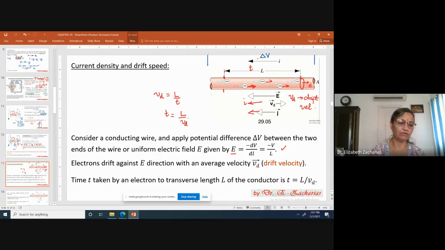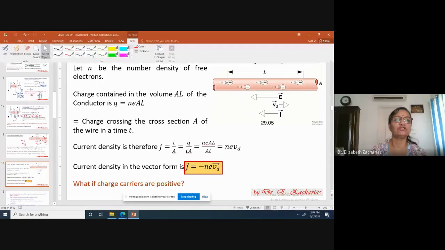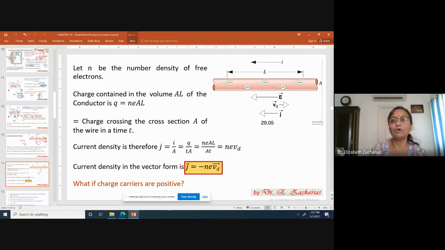Now I'm going to come to a very important expression. We talked about one such electron. Now we are going to talk about all the electrons lying from here to here. What will be the volume of this? If A is the area of cross section and L is the length, the volume of that part of the conductor is A into L.